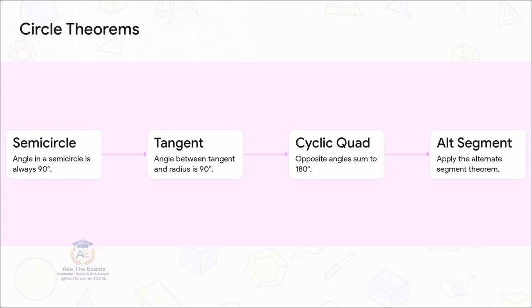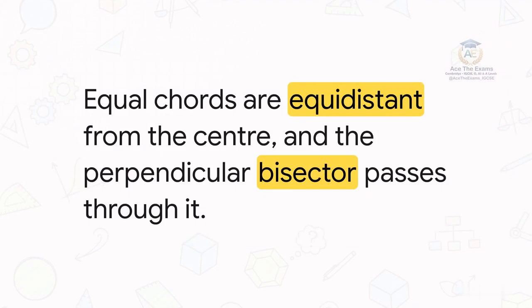First, the angle in a semicircle is always exactly 90 degrees. Second, the angle between a tangent and a radius, also 90 degrees. Third, if you have a cyclic quadrilateral, meaning all 4 vertices touch the circumference, its opposite angles will always sum to 180 degrees. And finally, you have to know how to apply the alternate segment theorem. When you look at a circle with intersecting lines on your exam paper, your brain needs to immediately run through this exact checklist.